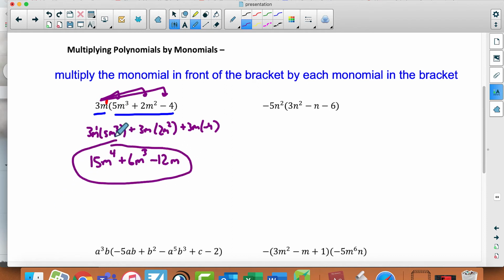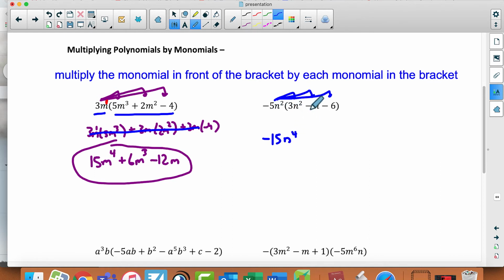Okay, it's the same as the other side of the page, you're just doing it more times. Again, you're going to do it 3 times here. 1, 2, 3. So I'm not going to write down this middle step this time, I'm just going to go for it. So the first one, negative 5n squared times 3n squared. We multiply negative 5 times 3, which is negative 15. And then n squared times n squared. Oh, we keep the base the same and add the exponents. 2 plus 2 is 4.